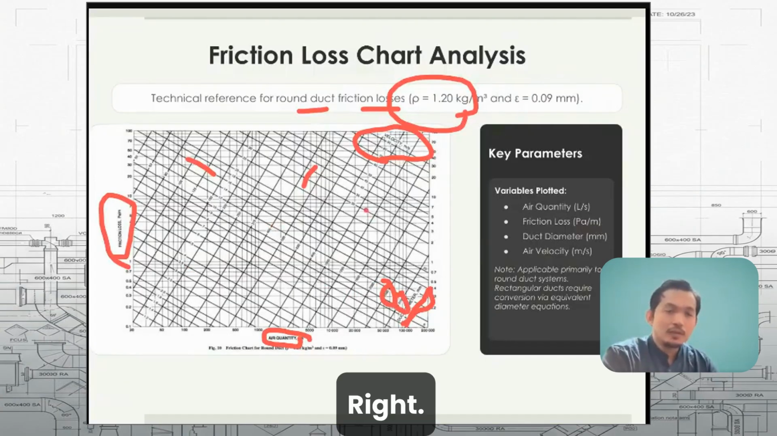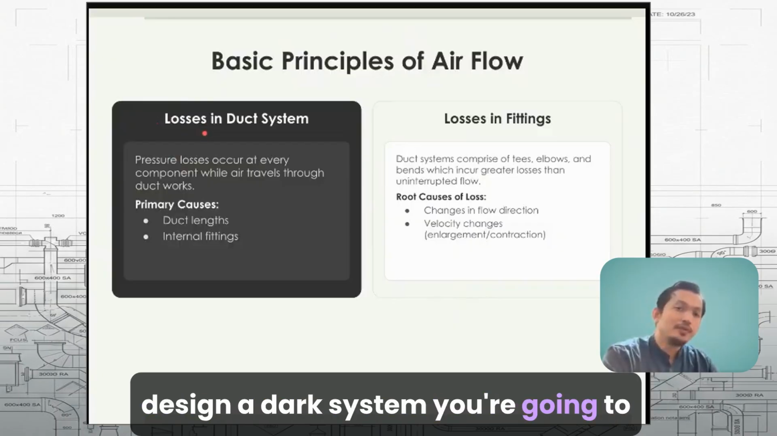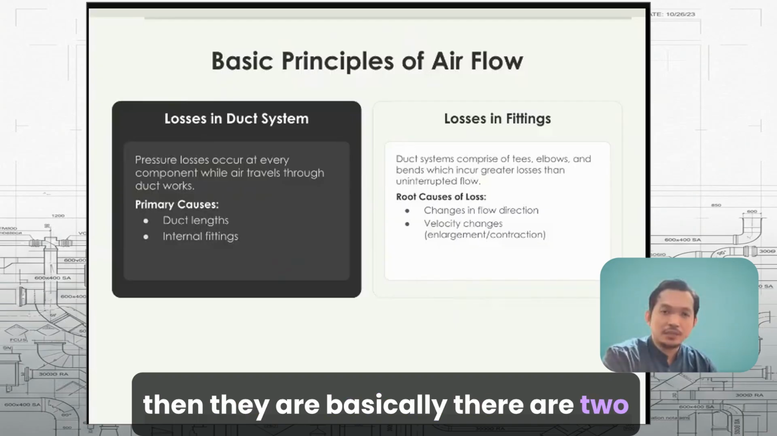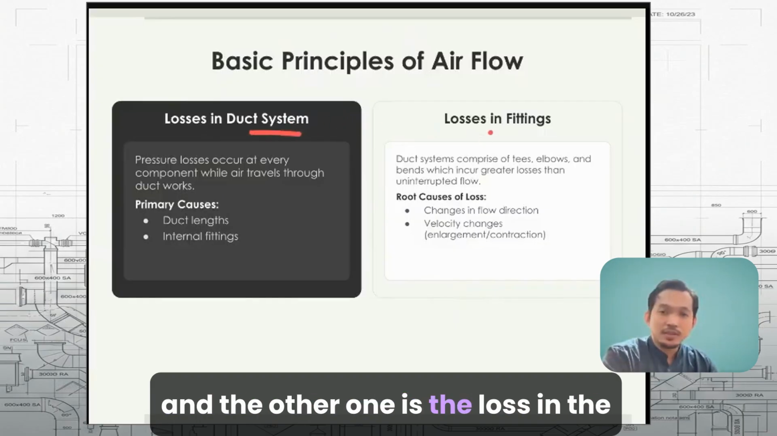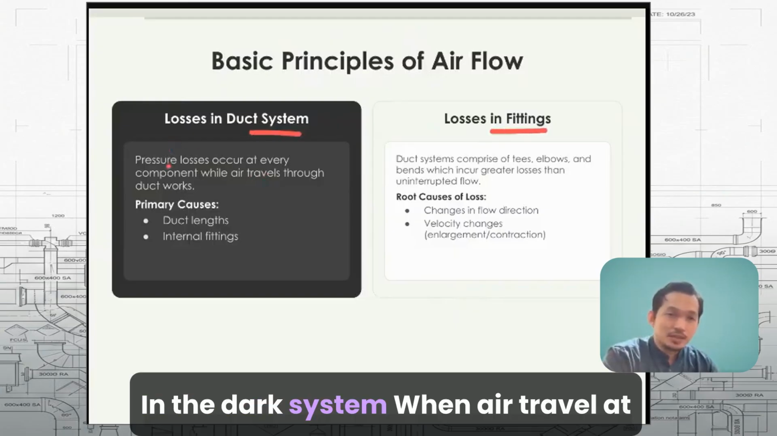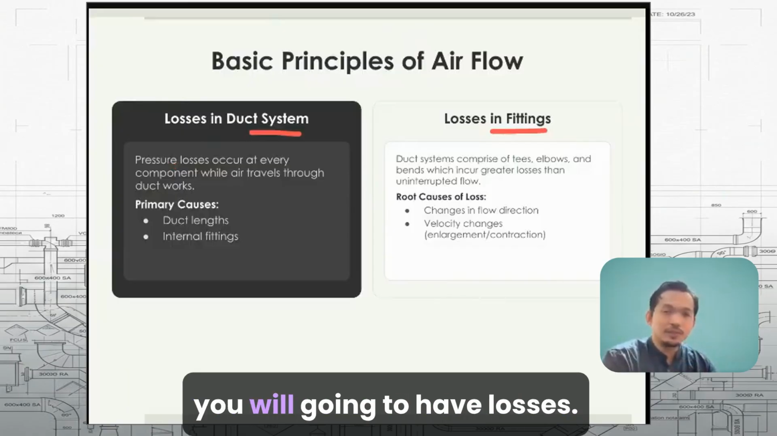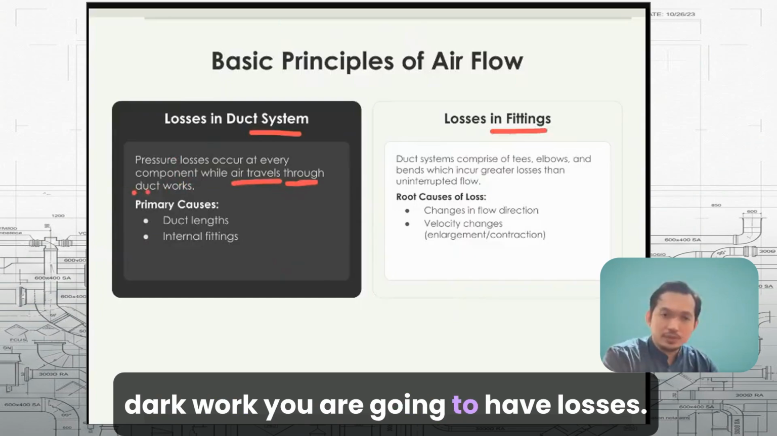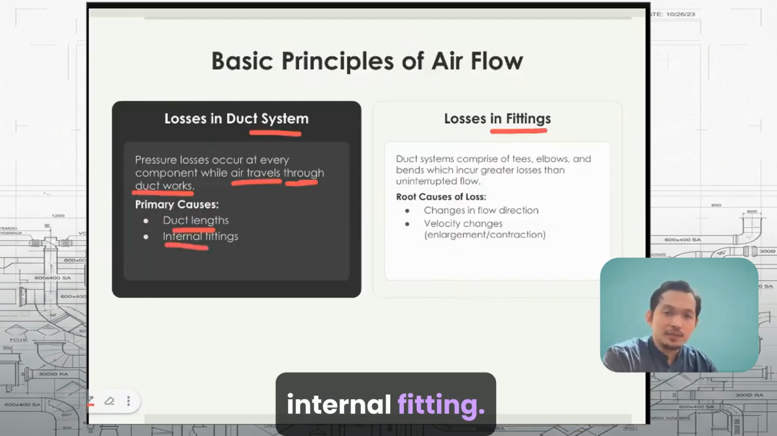Right. So when you design a duct system, you're going to have losses, right? Either from friction, and then there are two types. One is loss in the duct surface itself, and the other one is the loss in the fittings. When air travels through the ductwork, at each duct component, you're going to have losses. So this is caused by duct length and internal fitting.